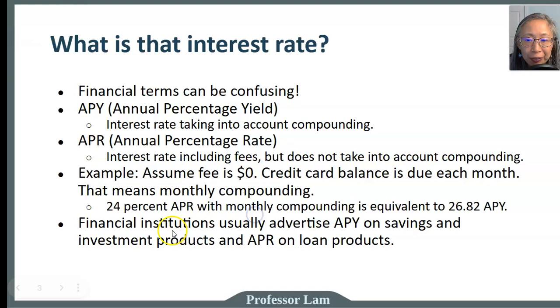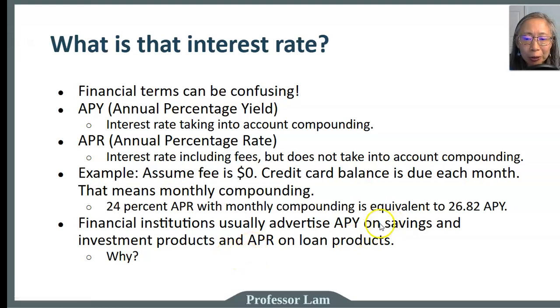You'll notice that financial institutions typically advertise APY, annual percentage yield, on savings, and APR on loan products. Pause for a minute and think about why they would do that. Obviously, it's because APY shows you a higher number than APR. So when they want you to save money with them, they show you a higher rate. And if they want you to borrow money from them, they show you a lower rate.